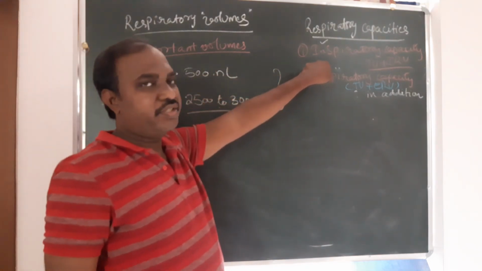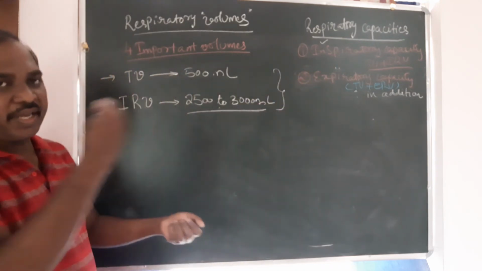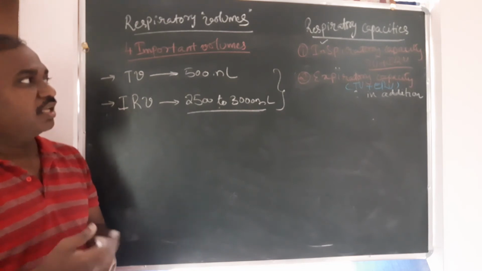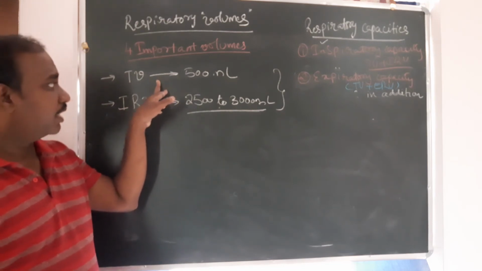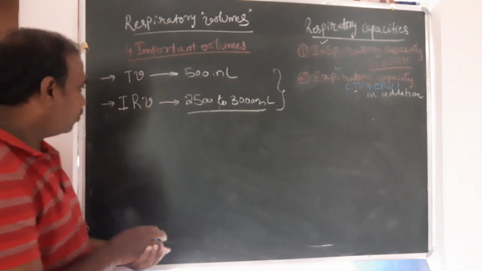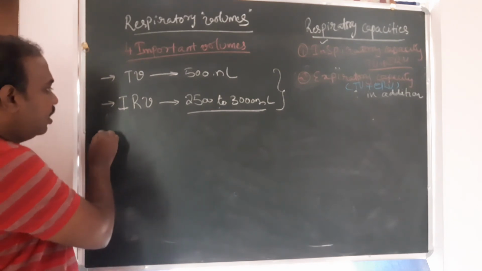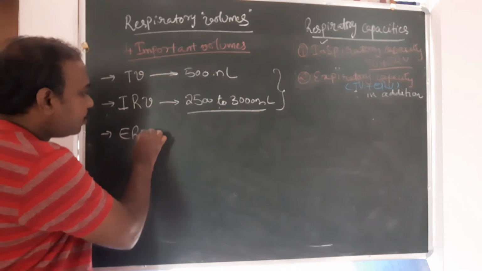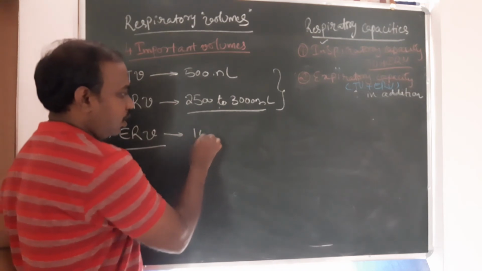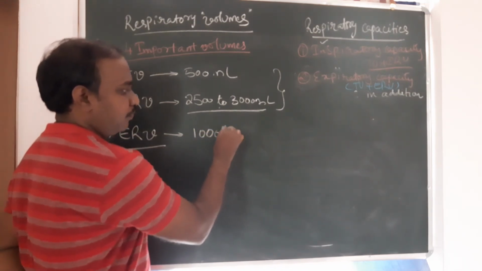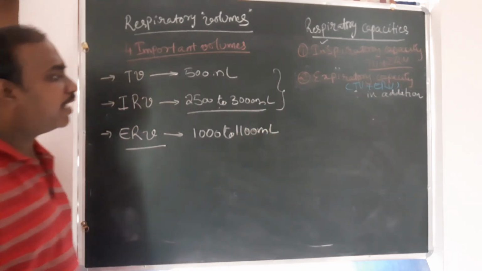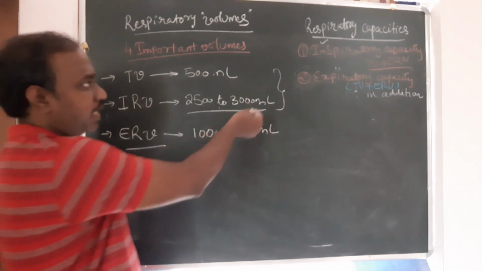So don't forget, when you say inspiratory capacity, it is the amount of air the lungs can take in, in the process of tidal value and inspiratory reserve value. Okay. And what is the next one? The next one that we have is expiratory reserve value. How much of it? This is 1000 to 1100 ml. Right? 1100 ml. So this one is expiratory capacity.